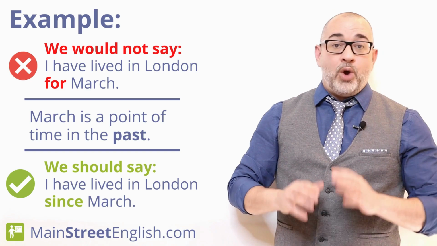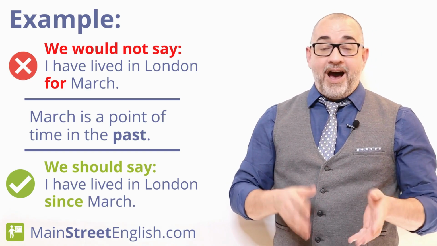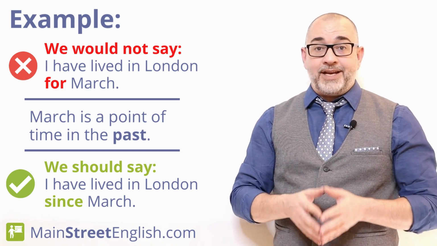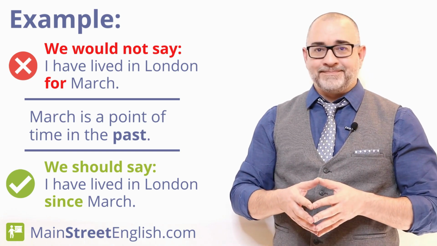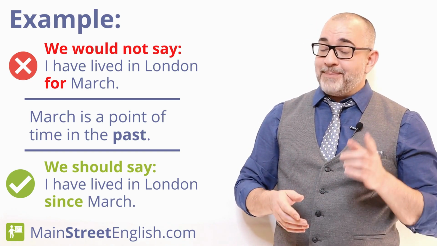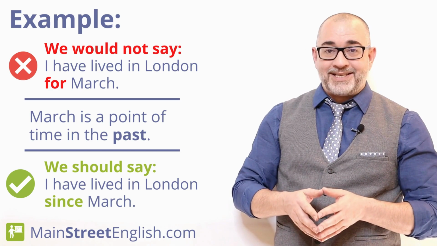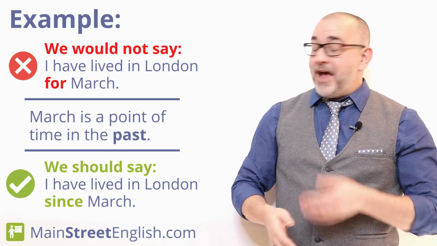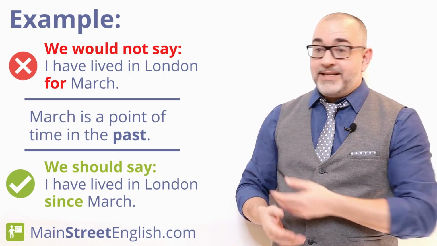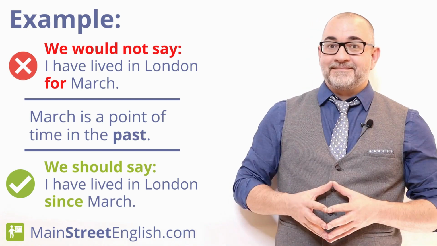Another example. We would not say, I have lived in London for March. March is a point of time in the past, so we should say, I have lived in London since March.